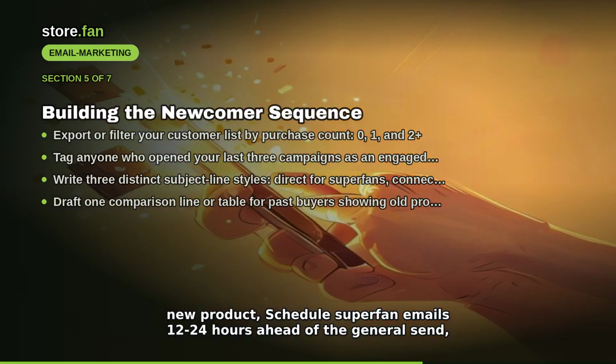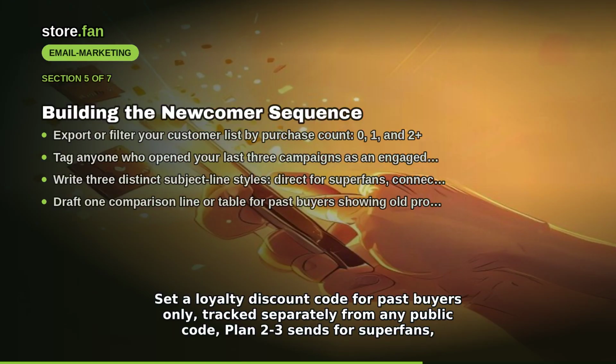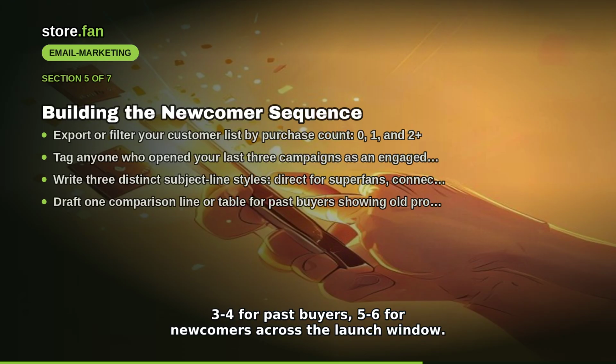Schedule superfan emails 12-24 hours ahead of the general send. Set a loyalty discount code for past buyers only, tracked separately from any public code. Plan 2-3 sends for superfans, 3-4 for past buyers, 5-6 for newcomers across the launch window.